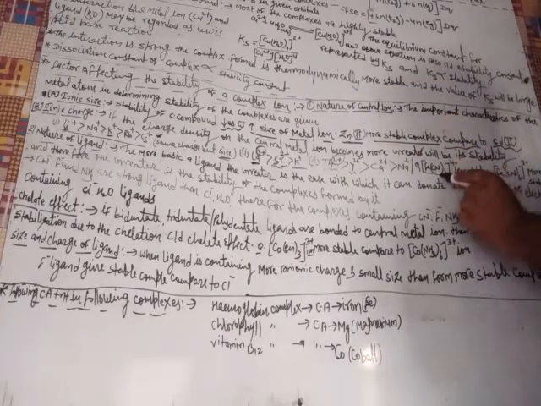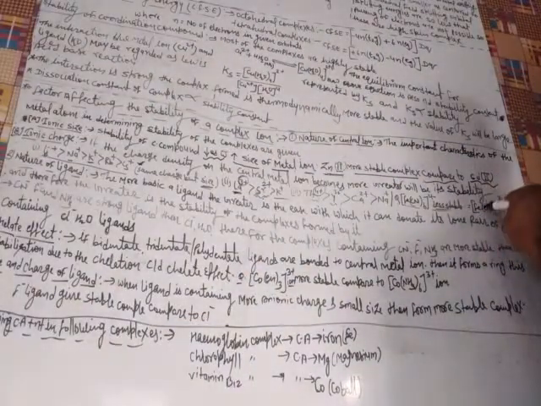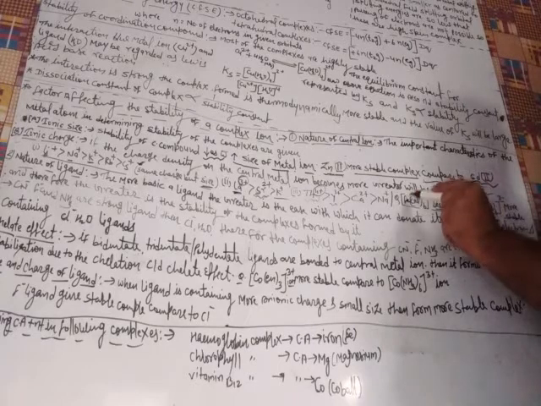Question on this point: Fe(CN)6 4- is less stable compared to Fe(CN)6 3-. The 3- complex is more stable than the 4- complex due to the reason that here it is Fe3+ and here it is Fe2+.